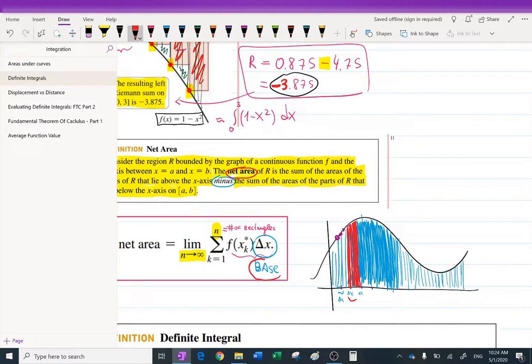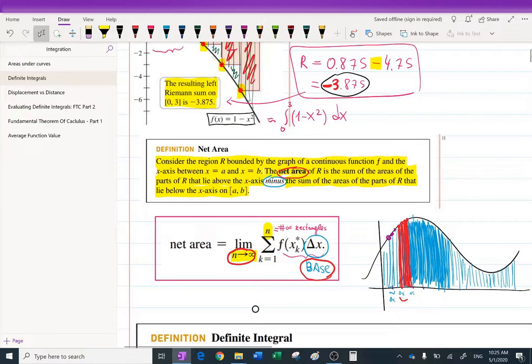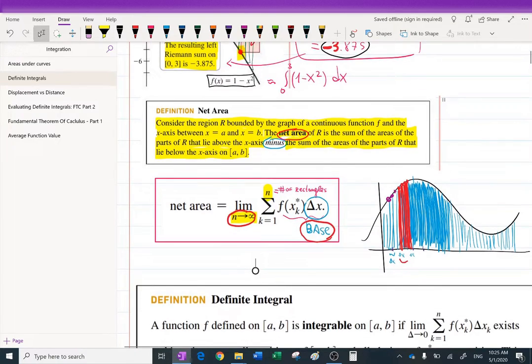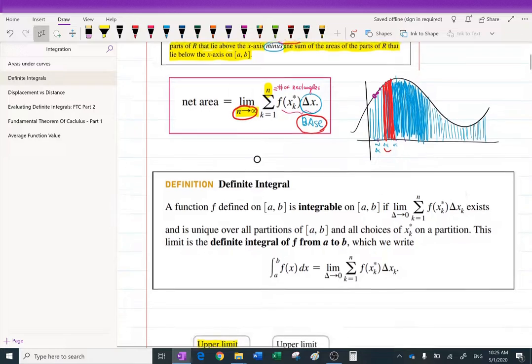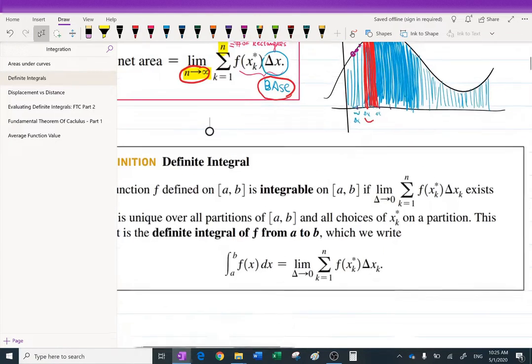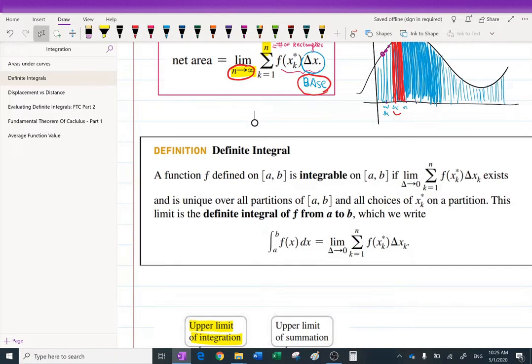The base should be super small, or the number of rectangles should be super big. The limit as n goes to infinity, that's how many rectangles I have, of the sum of areas of all of those rectangles, where the base is delta x, the same, but the height is the output of the function at that location, then it gives you the exact net area. Net area, not an approximation anymore, but the exact result, using Riemann sums and this sigma notation.